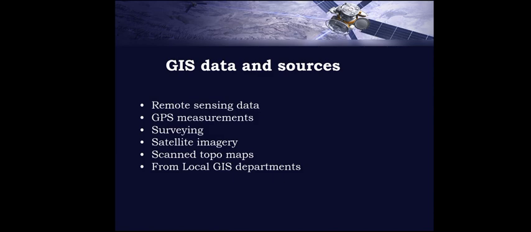Some of the physical sources of this data are through remotely sensed data such as aerial photographs, through GPS measurements, and through surveying, where you go to the field, take surveys and take readings or measurements using your GPS, and through satellite imagery. These are downloaded from websites that these satellite images are uploaded into. Then through scanned topo maps, as said earlier, which is a raster data. Then from local GIS departments, which are your ministries such as the Ministry of Survey and Ministry of Planning, the data they have collected for GIS analysis.